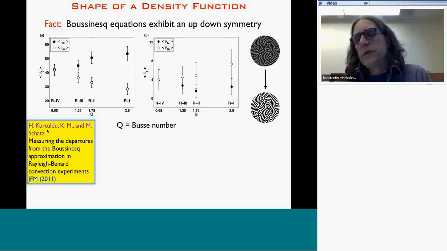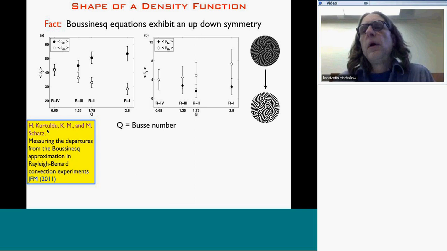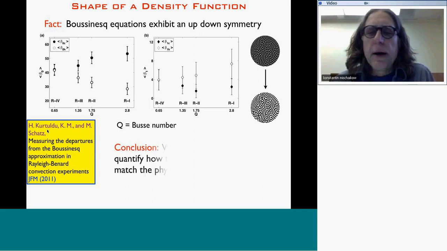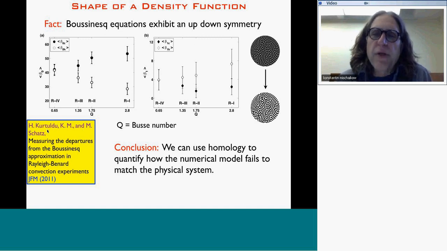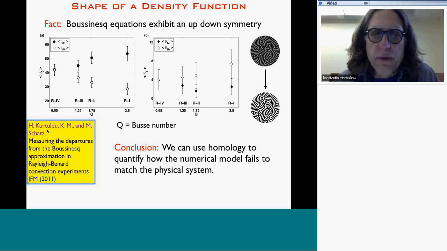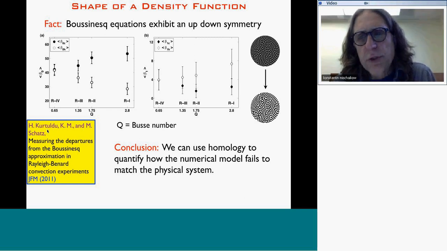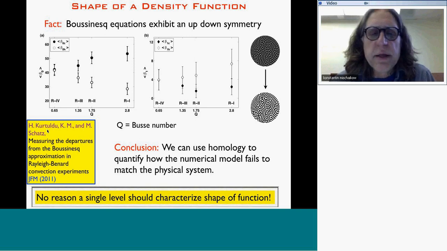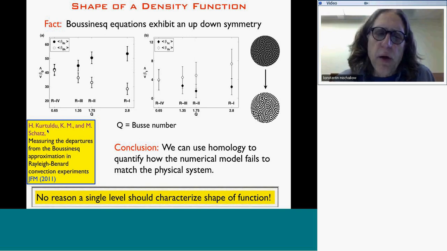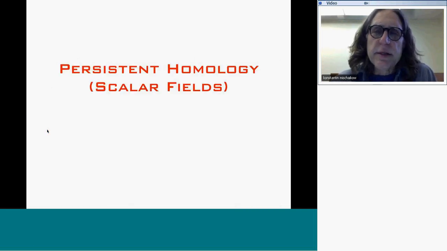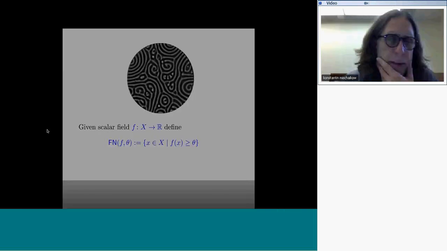So mind you, what we did here was something really very simple. There's a threshold. We set that natural level, and then we use homology on the two patterns to extract information. But of course, for more general problems, there's no reason that there should be this natural threshold. No single level should characterize the shape of a function. So, well, it leads us into persistent homology.